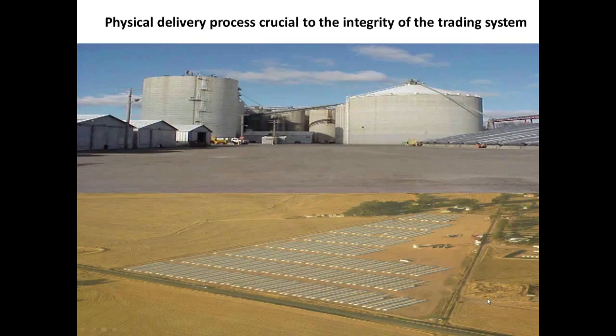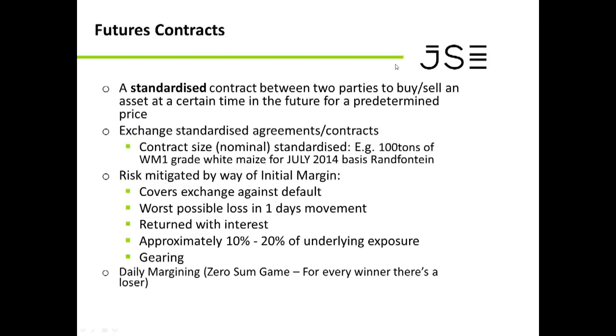Okay. All right. I indicated the warehouse system, and this is where, just to show you an example of the silos that are all over the country. Normally when you drive along our highways, you see them. And here also we've got, it's a new invention where we now can store grain in silo bags as well. This is what you see at the bottom there. And you see the physical delivery process is crucial to the integrity of the trading system as well.